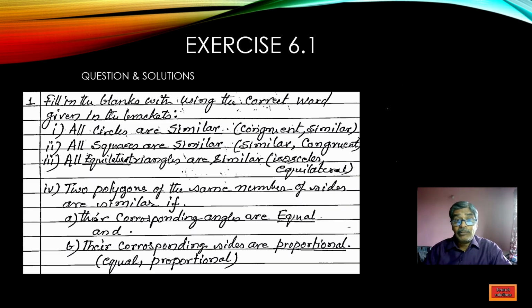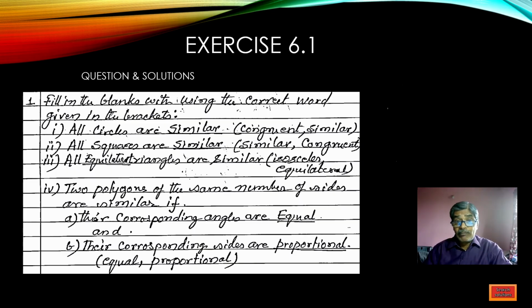Here the main important thing you can notice is about similarity and congruency. What do you understand by similarity? Whenever we are comparing two shapes, we have two important things: one is the size of the object and the other is the shape of the object. If the shape is the same, then we can think that the objects are similar.